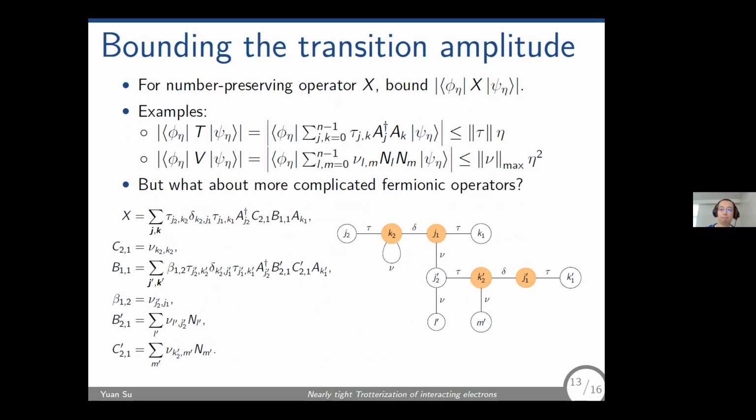Okay. Let's see if there are more questions from the Slack channel. So I also want to ask, what's intuitively special for the interacting electron model?